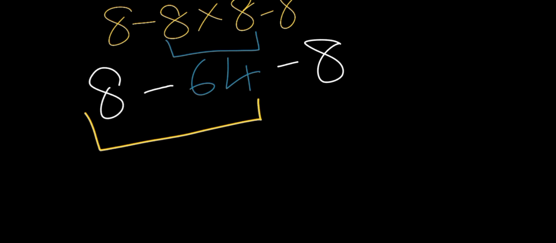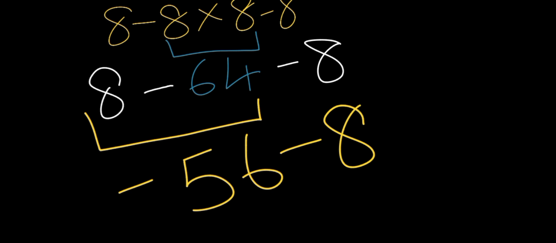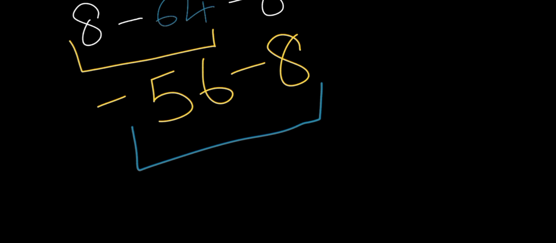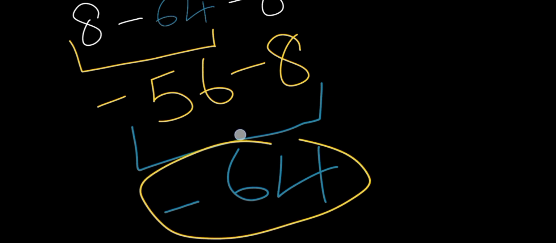Okay, so we say 8 minus 64, and that gives us minus 56. Okay, minus 8. So we have minus 56 and minus 8. So minus 56 and minus 8 gives us 64. This is the correct answer. And remember to put the minus at the back, which makes it minus 64. So this is the final answer.